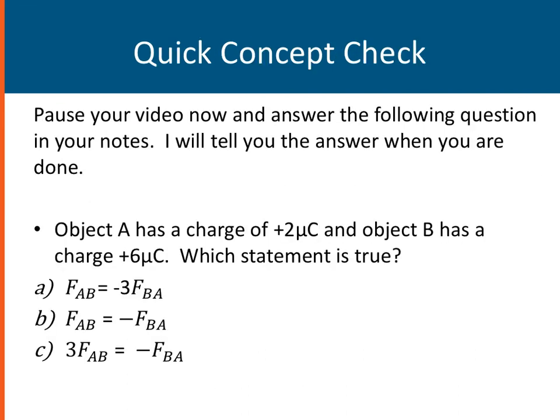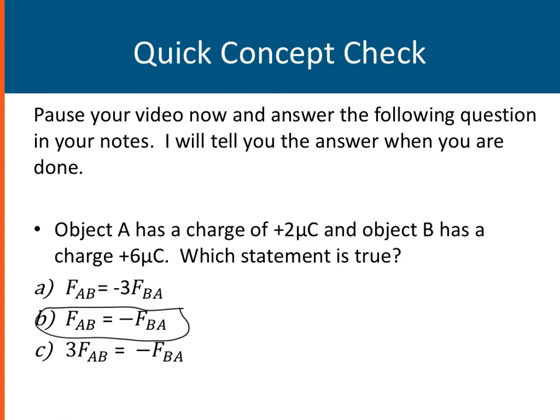Okay, so here's another quick concept check. Pause your video now and answer the following question in your notes. I'll tell you the answer when you're done. Okay, so object A has a charge of +2 microcoulombs. Object B has a charge of +6 microcoulombs. Which statement is true? Hopefully you said B.